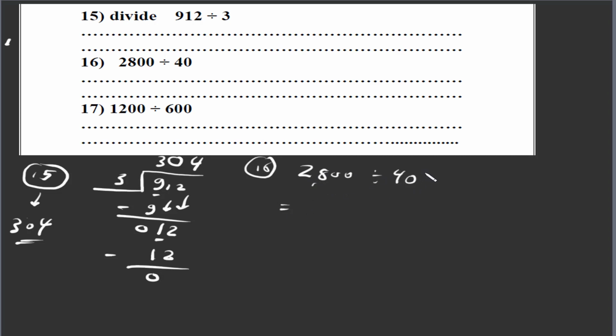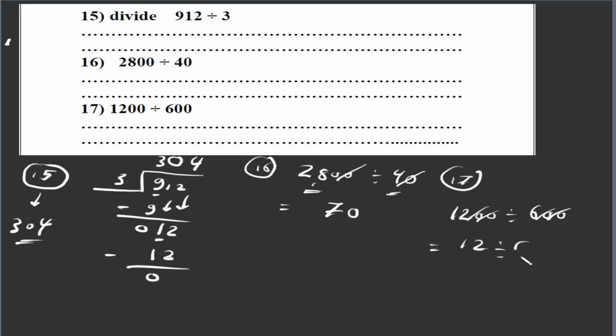Number 16. He said 2800 divided by 40. To find it, we will delete 0 with 0. The main fact is 28 divided by 4 equals 7. And how many extra zeros? Just 1 zero. So the quotient will be 70. Number 17. We have here 1200 divided by 600. By the same way, we can delete 2 zeros with 2 zeros. So it will be 12 divided by 6, and we studied 12 divided by 6 equals 2.